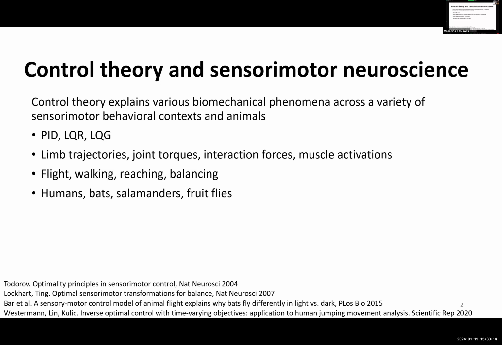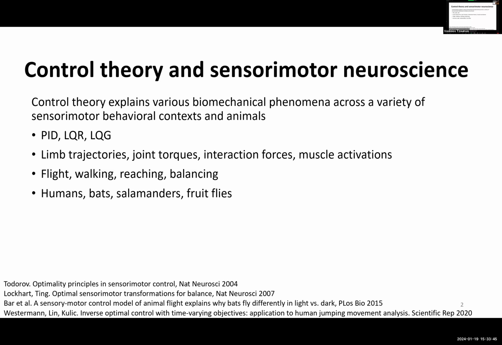Behavioral context. Control models, specifically PID, LQR, and LQG, have been used for models involving flight, involving walking with different numbers of legs. So we have bipeds, quadrupeds, hexapods, reaching, and balancing. And the animals, this is just a very short list, but the animals include humans, bats, salamanders, fruit flies, and so on. So it's a very diverse set of phenomena that the general idea of feedback control is able to help explain.